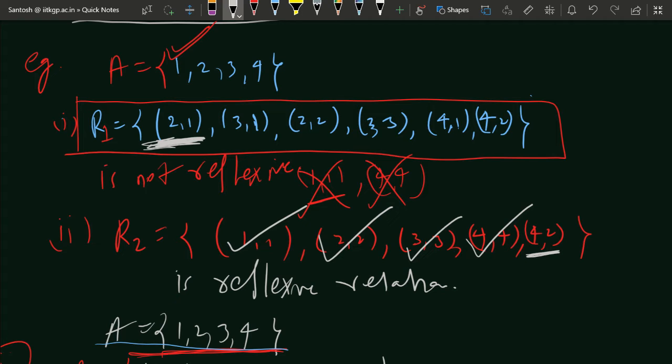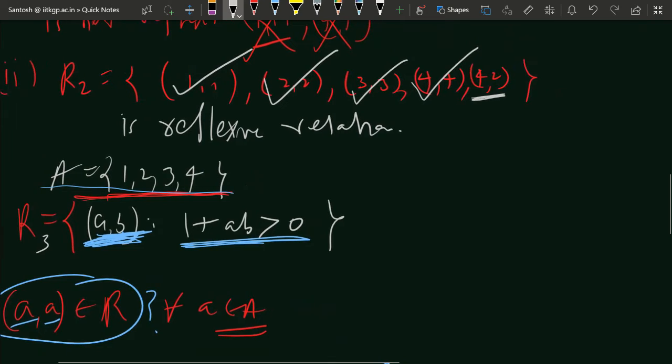One example is enough to say no. If you want to prove something wrong in mathematics, just one example is enough. If you find any one example against the definition, that means it is wrong. So 2 1 is here and 1 2 is not here, and this is enough to say this is not symmetric. We don't have to look at any other element now. Okay, so this is not symmetric.